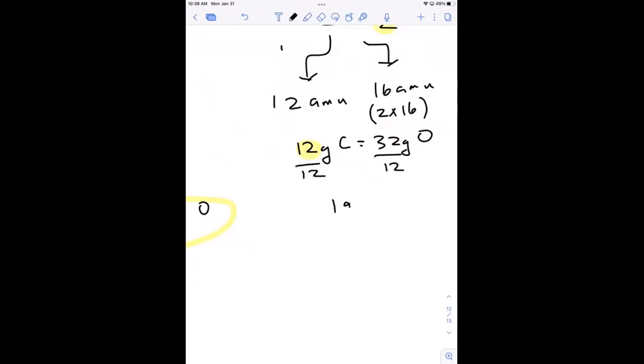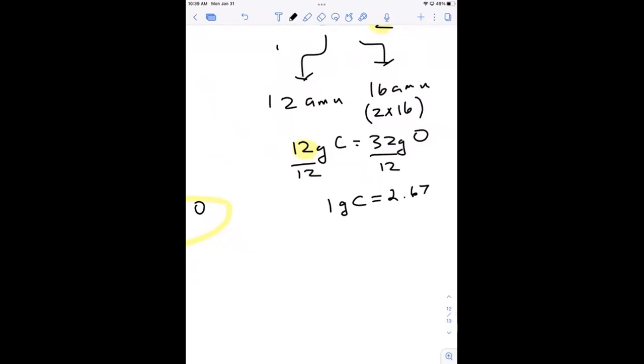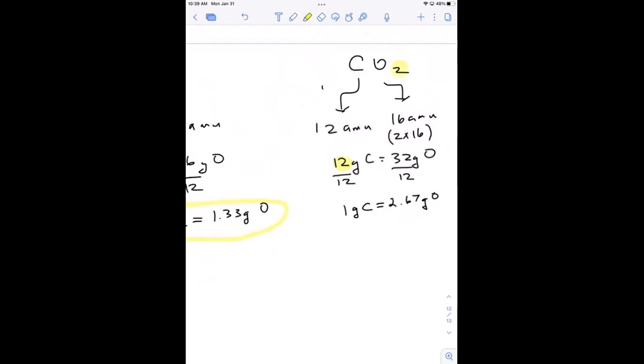So this is 1 gram of carbon is what? Somebody calculate that. It's 2 point something. Is that right? 2.67. Yes, sir. All right, grams of oxygen. So that's my ratio for CO2.